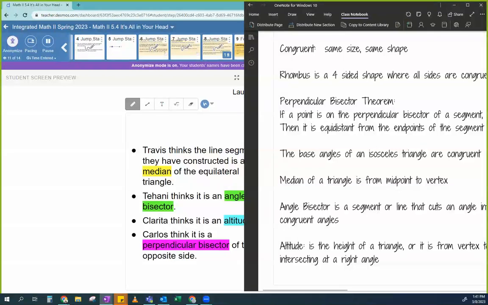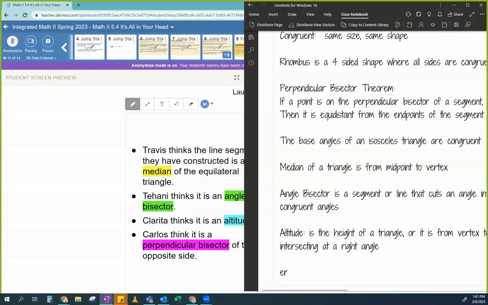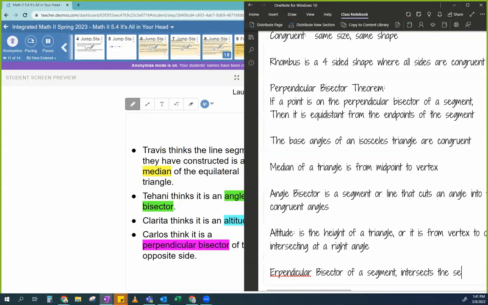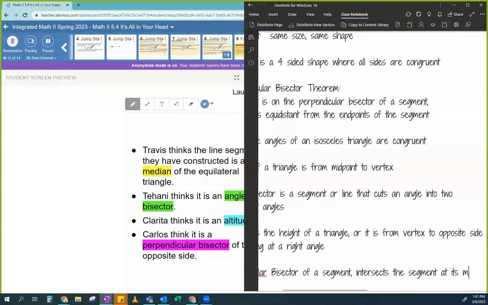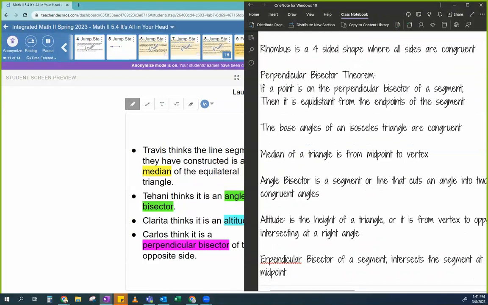Last one, perpendicular bisector. We already defined this, but we will put it on our list of things. A perpendicular bisector of a segment intersects the segment at its midpoint, forming right angles. Okay, there's your list. You guys have access to this.